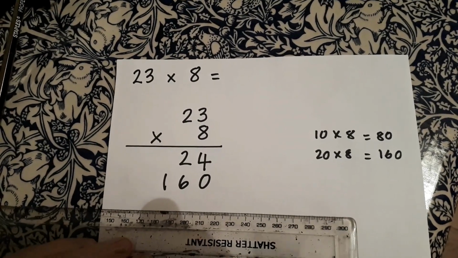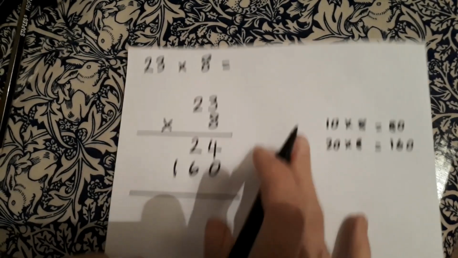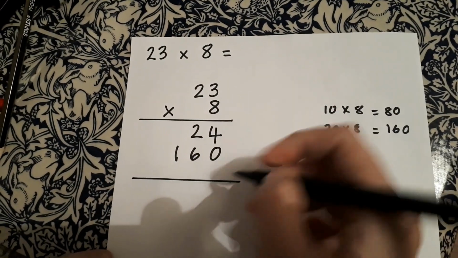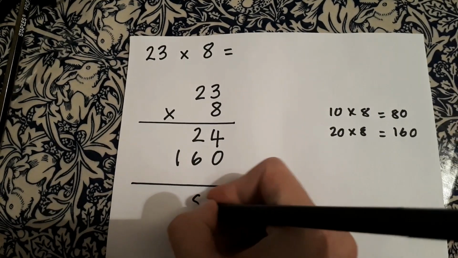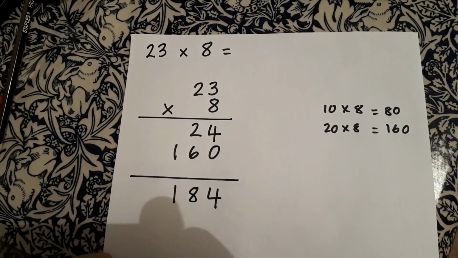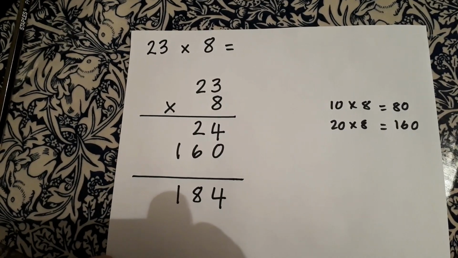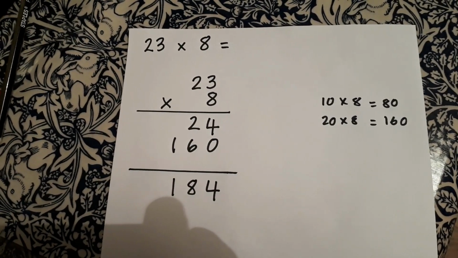Okay, our next step is to add them together. So 4 add 0 is 4. 20 add 60 is 80, and then I've got my 100 here. Okay, so I think my answer is 184. But how can I check?